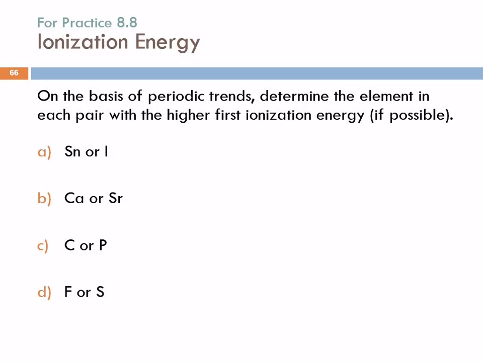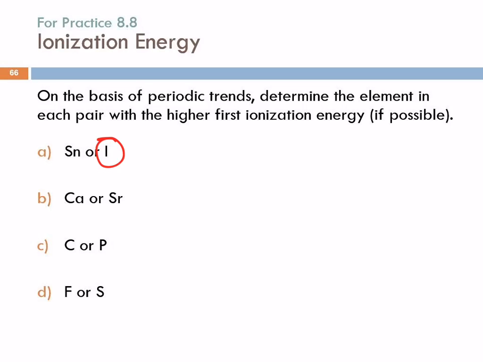On basis of periodic trends, identify which one has the higher first ionization energy. And they put in here, if possible. Because sometimes just from position on the periodic table, you can't tell. So tin or iodine. Well, tin and iodine are in the same row, right? So what's the trend? As you go across a period, it becomes easier or harder to remove an electron? Harder. Iodine would really like to gain an electron. He's going to be not real happy about losing one. So the higher ionization energy in the period is the one to the right.